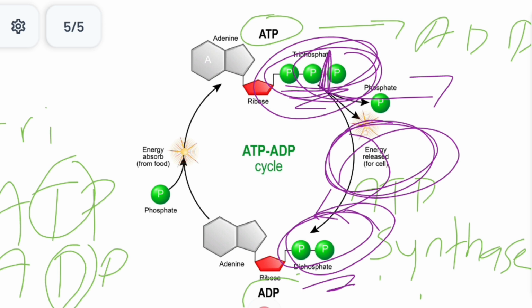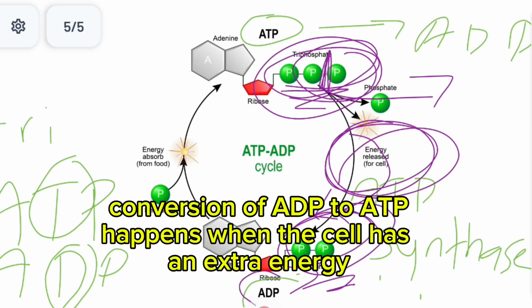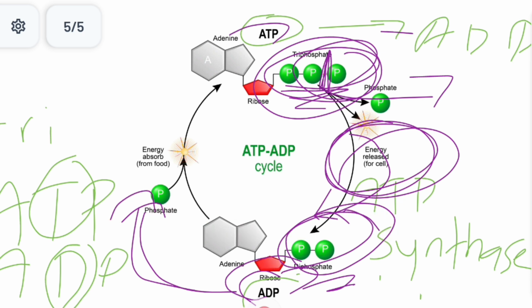Now, it is a cycle. This is a cycle because this needs to be replenished. When I talk about a cycle, this is a continuous process. Converting the ADP into ATP happens when a cell has extra energy. When that happens, it reattaches a phosphate group to ADP. So as you can see, there is spare energy.